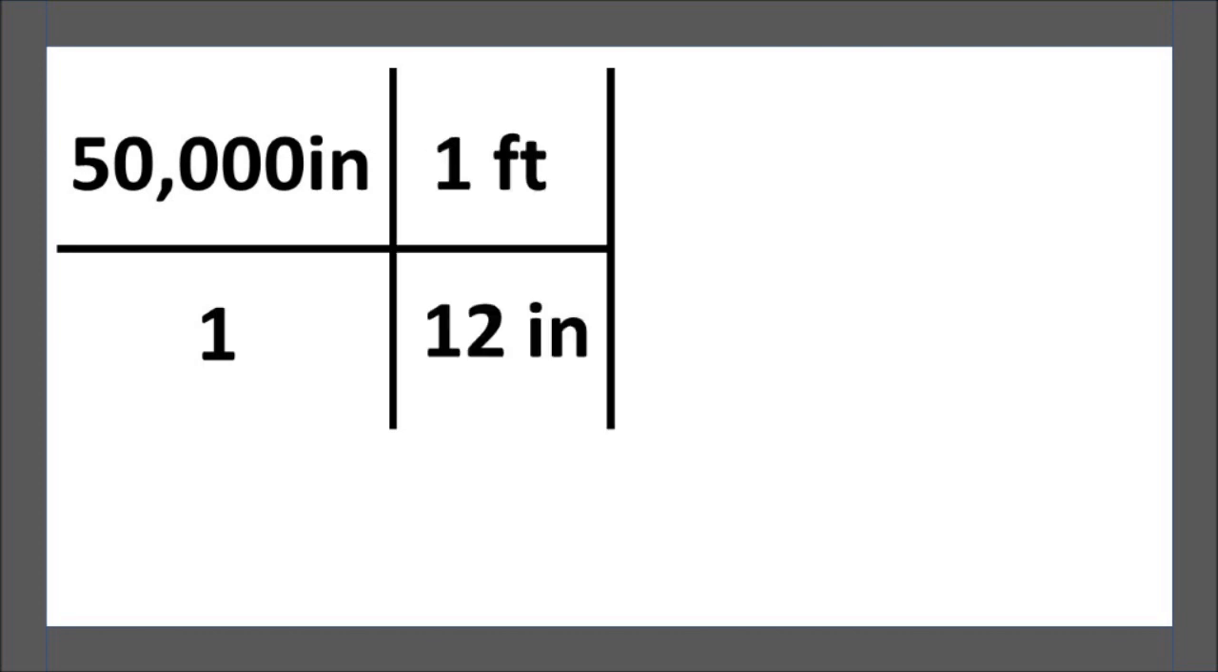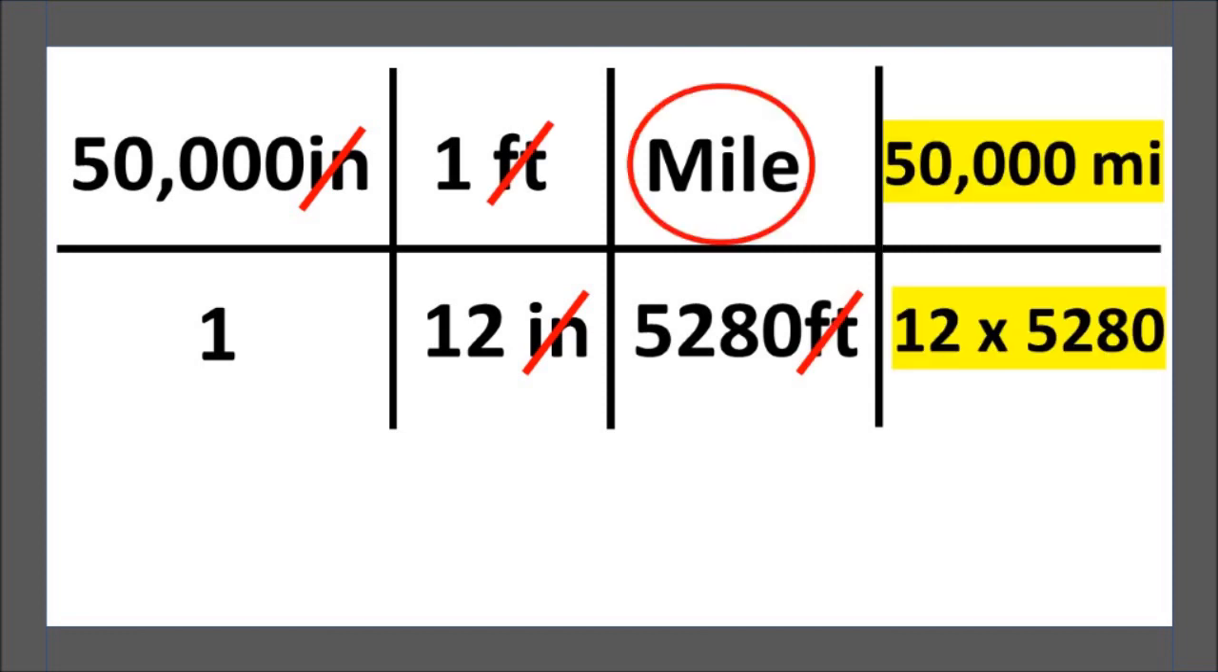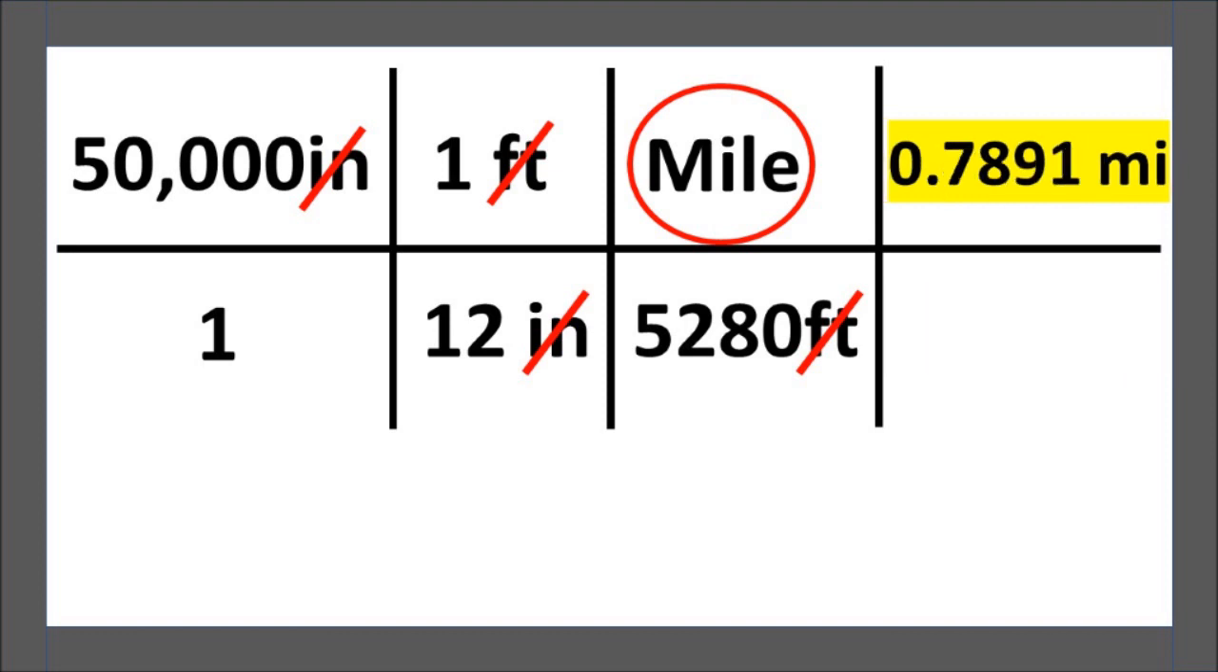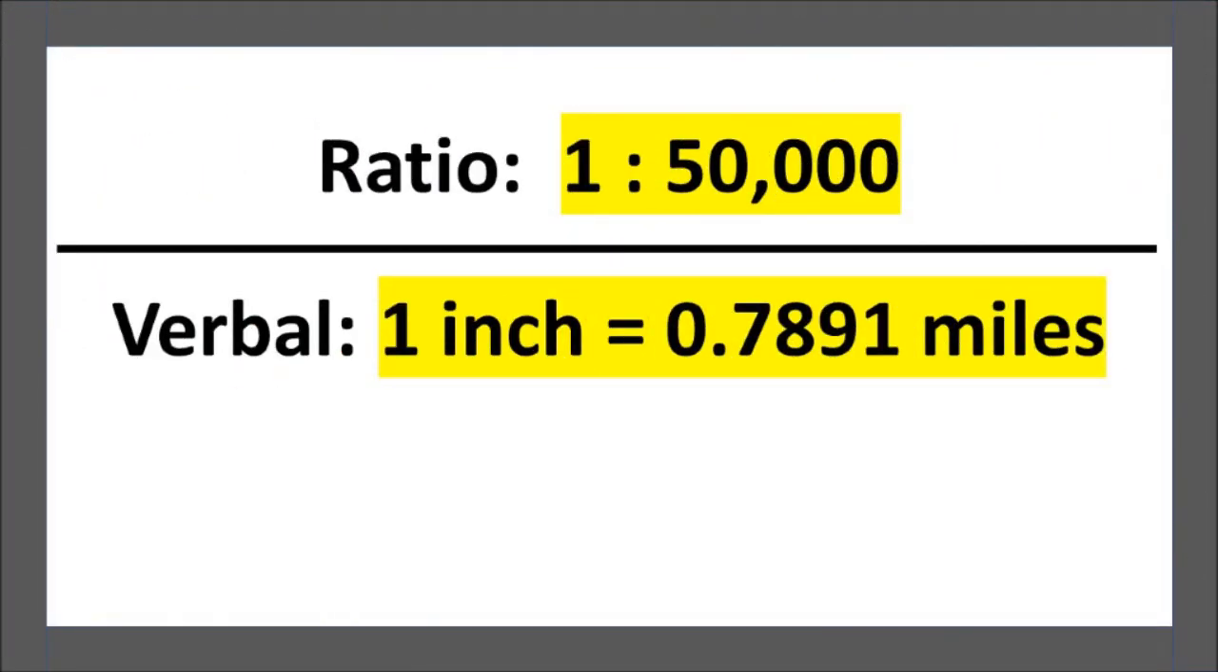We set it up again, having our inches on top. And like I said again, we put in our conversion factors, and we need at least one of the labels to survive so we can move it from ratio to verbal form. We multiply across, and we clean that up. Boom. And here's our answer. So if our ratio is 1 to 50,000, in verbal form, 1 inch equals 0.789 miles.